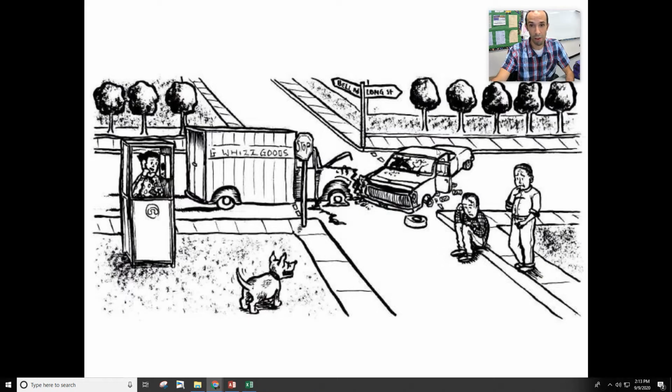Now we can start to make inferences about what happened. Maybe this guy ran the stop sign, or there wasn't a stop sign. This guy ran the stop sign and ran into him. We don't know. We're making a guess as to what happened in the past, and that's an inference. So just be aware of the difference there.